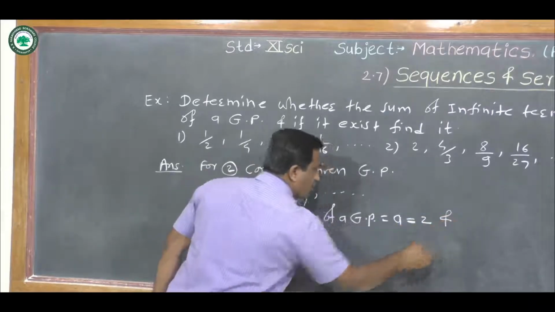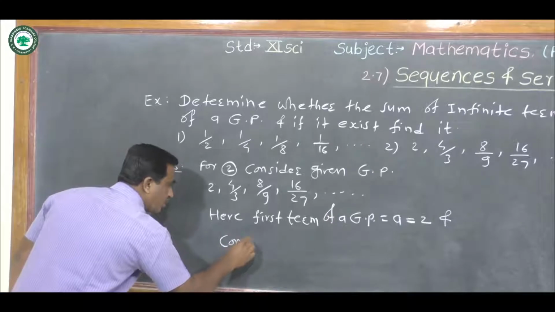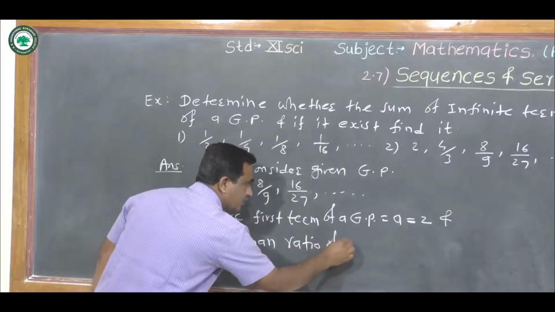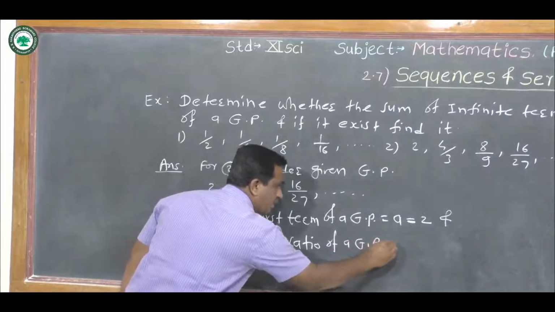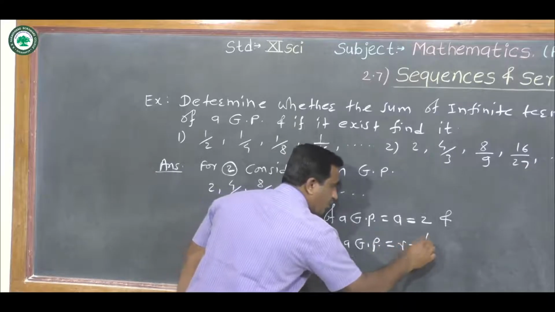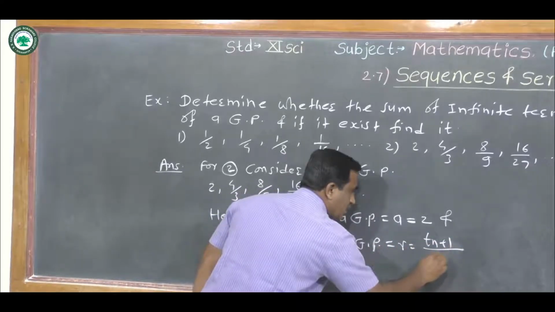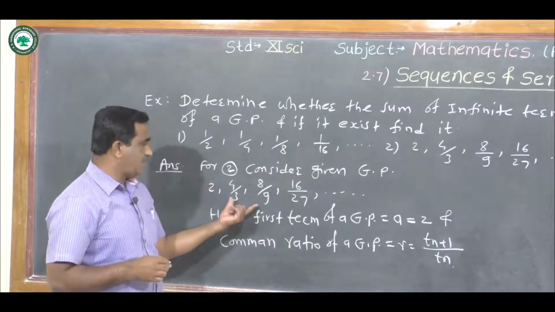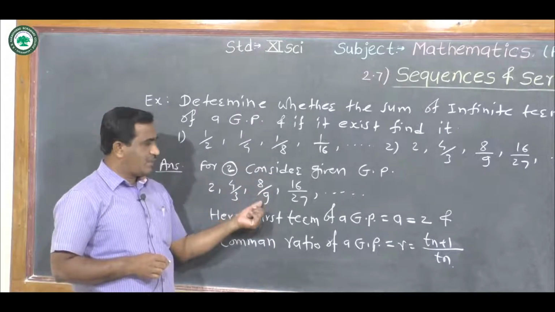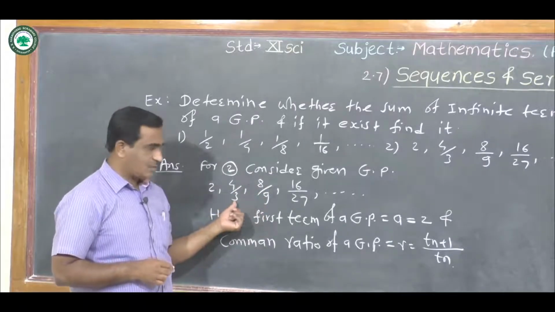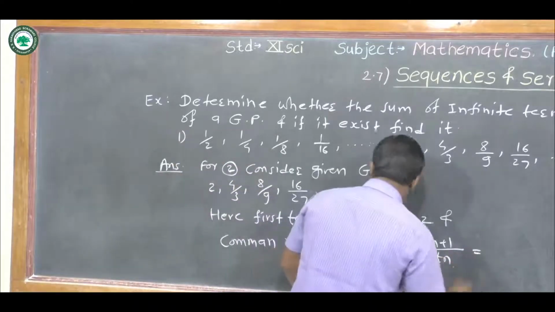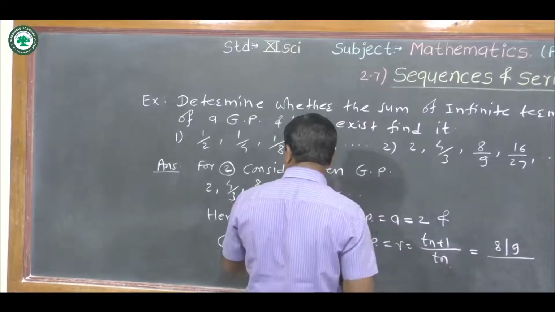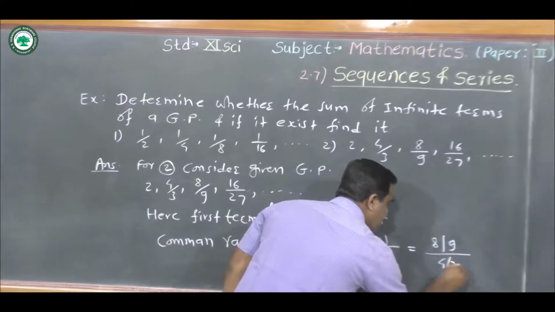and the common ratio of the GP is equal to R, and the formula is Tn plus 1 upon Tn. Okay, now take any two consecutive terms here. Here also we can take these two terms. Tn plus 1 means 8 upon 9 and Tn means 4 by 3. Putting these two values here, we can write 8 upon 9 divided by 4 by 3.